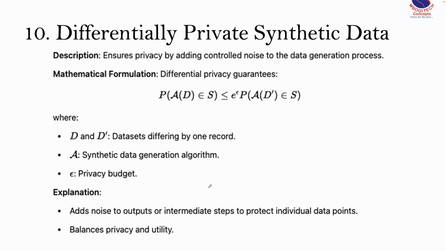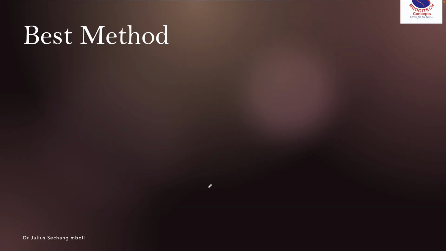You have your D and D' as the data sets differing by one record, and your A is the synthetic data generation algorithm, and this epsilon is the privacy budget. It adds noise to the output or intermediate steps to protect individual data points, and it also balances privacy and utility. It will be interesting when we introduce it. We also intend to share that publicly on GitHub, so you can download the code and use it for your purpose.